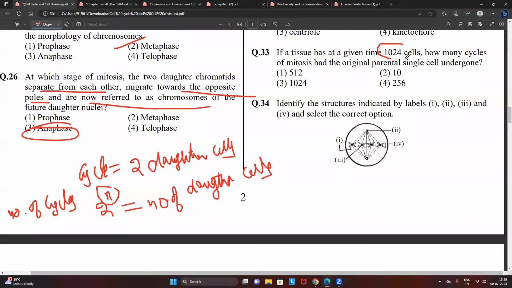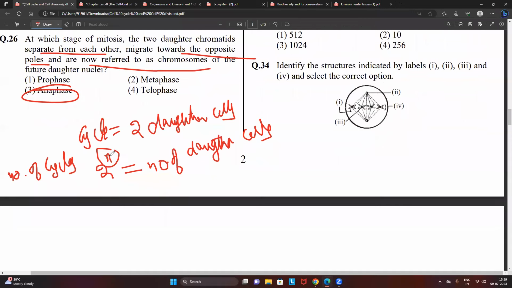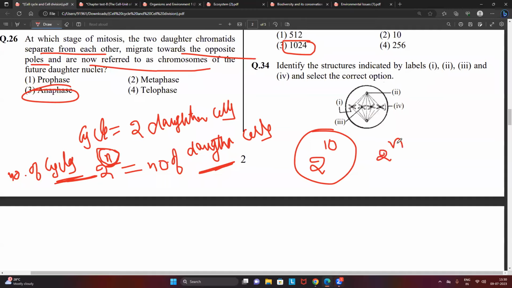They have already given the cells, 1024. So if you want to get this particular 1024, how many rounds are required, which is the n, right? So you will directly get the answer from 2 power n. You multiply the 2 ten times, automatically you will get it. See friends, 2 power n equals the number of daughter cells, and you already know the number of daughter cells, which is 1024. You can easily identify from here. Always remember, friends, 2 power n, and remember how many cells they have given.